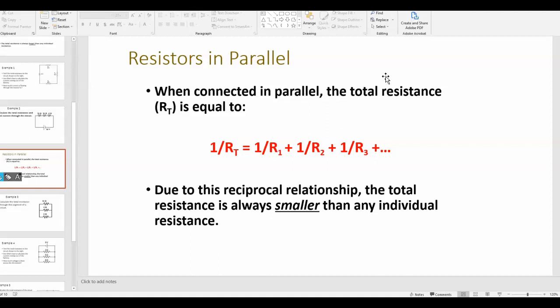Okay, there's an interesting property of adding resistors in parallel. Because it's 1 over the resistances, the more you add, the smaller the total resistance ends up being, because you're basically adding fractions.